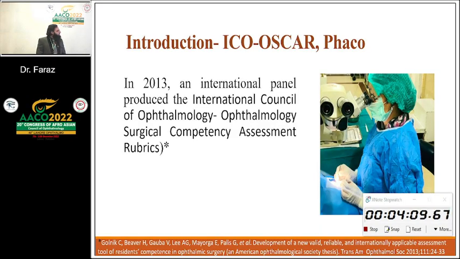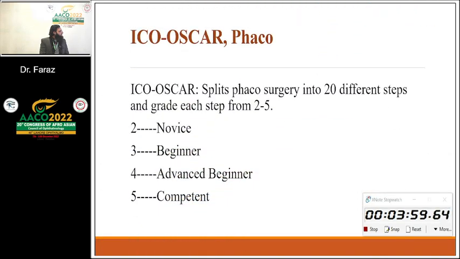This was developed in 2013, and it is called the International Council of Ophthalmology Surgical Competency Assessment Rubric. This criteria has divided phaco into 20 steps and graded from novice to competent, from 2 to 4. Novice means the beginner has just started, and 3 means the resident is in the early stages. Advanced beginner means he has improved somewhat, and competent means he has fully progressed.